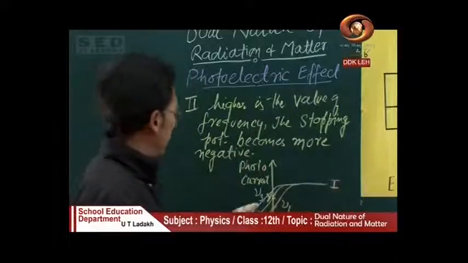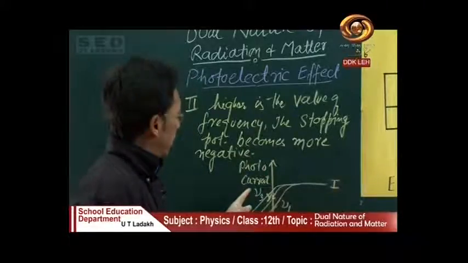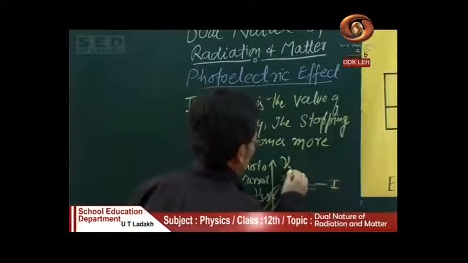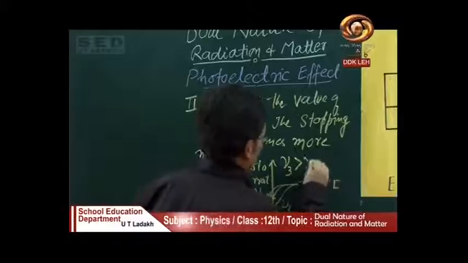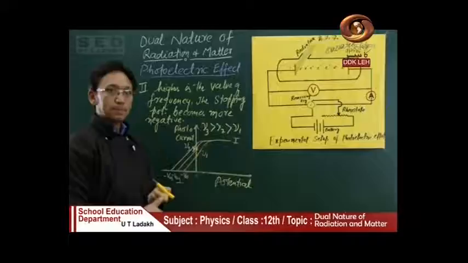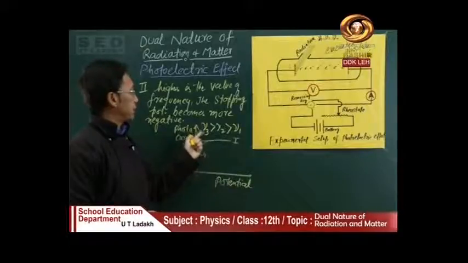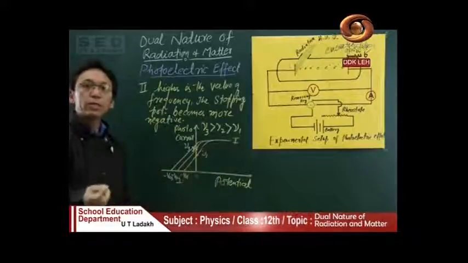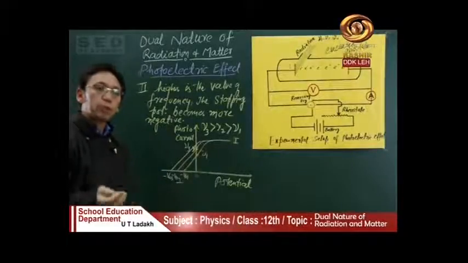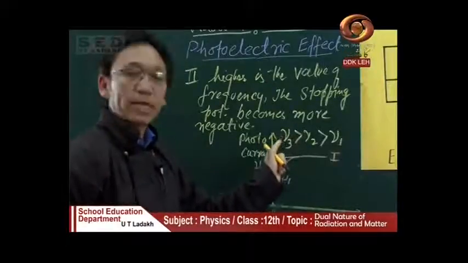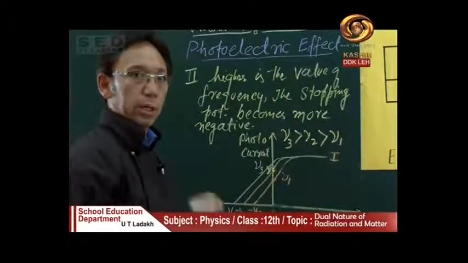We have seen in the experiment that nu3 is the greatest, then nu2, and the least frequency is nu1. We have seen that the higher the frequency of the incident radiation, the more will be the value of the stopping potential. So stopping potential becomes more negative if we are increasing the frequency of the incident radiation. That should be very clear.